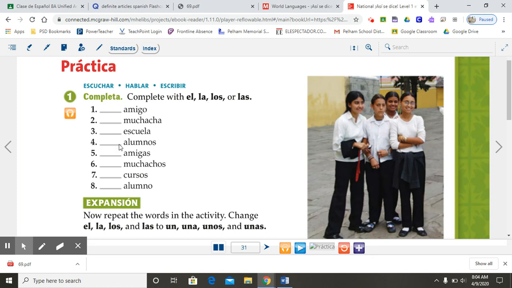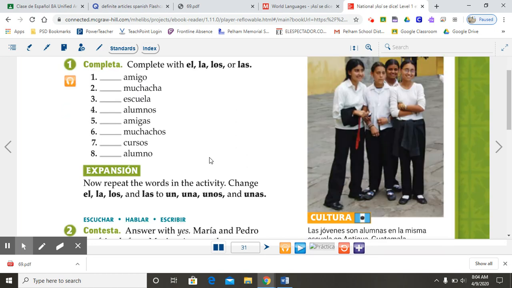So, la. Los alumnos. Why is it los? Because S at the end and O at the end. OS. O masculine, S plural. You go to the masculine ones and you choose the plural version. Okay? I'm going to go through the rest of them. Las amigas. Los muchachos. Los cursos. El alumno. So, check on these, see how you did.